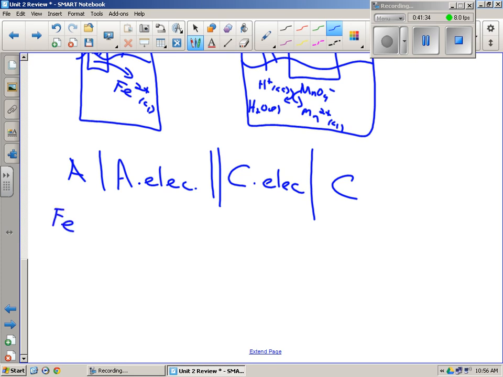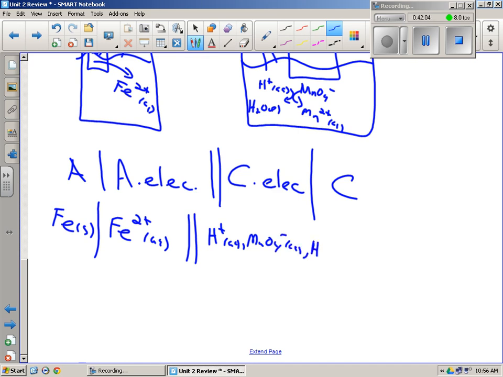So right here I put in iron solid. My anode electrolyte was the iron 2 plus. My salt bridge or my porous boundary or whatever the case might be there. Cathode electrolyte has to be everything that you see in that solution. So it is H plus, MnO4 minus, it is H2O, it is Mn2 plus, and finally a carbon or graphite or platinum inert electrode. Okay, so that's what you'd have there. Don't forget it's everything that you have in that electrolyte solution. So in that case, it's all that part.